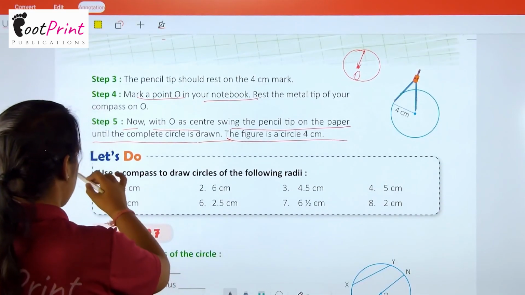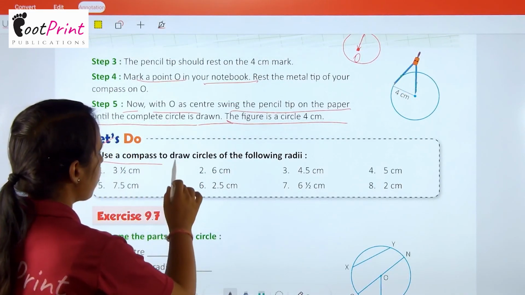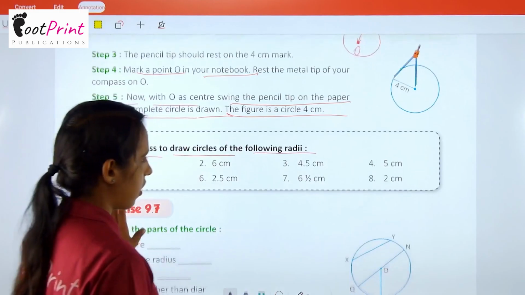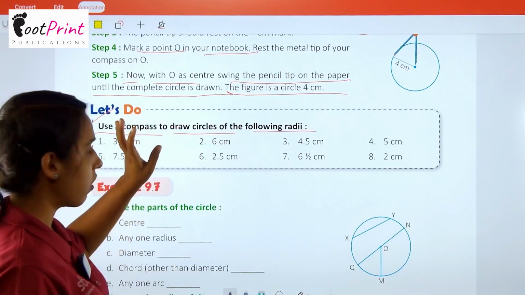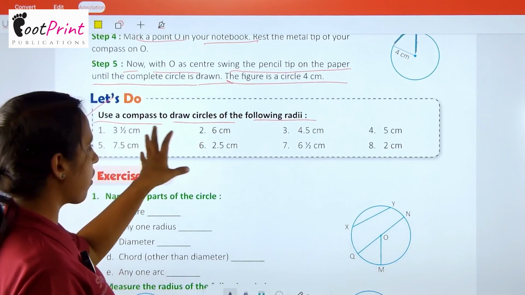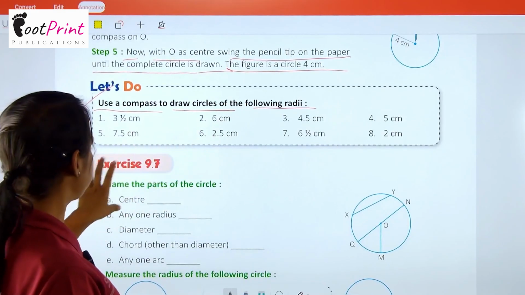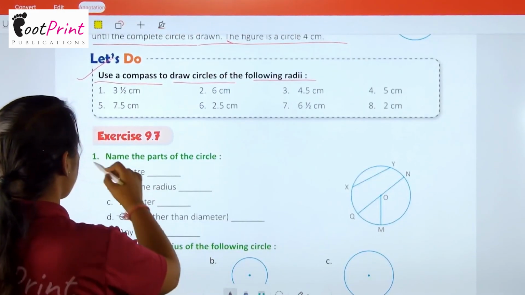Okay, just like that, use a compass to draw a circle of the following radius. So you have to draw the circle of the given radius. Okay, here, that you will do by yourself.